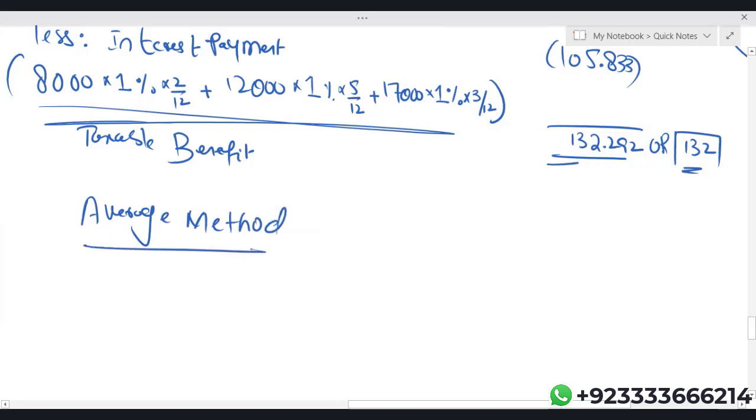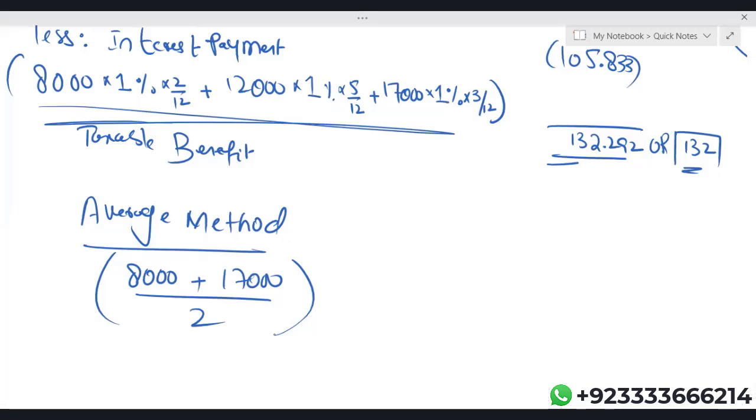Okay. Average method. In the average method, we'll take the opening loan. Opening loan is 8,000 plus closing loan. The closing loan is 17, divided by 2. Take opening loan plus closing loan divided by 2 into 2.25%. Then it comes n upon 12. Why n upon 12? Basically, the opening loan was not there at the start of the tax year. Let me repeat, the opening loan was not there at the start of the tax year.